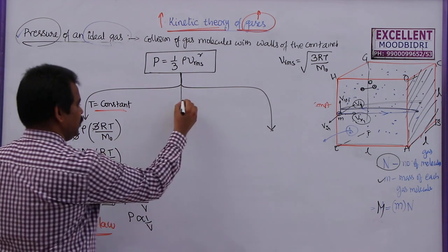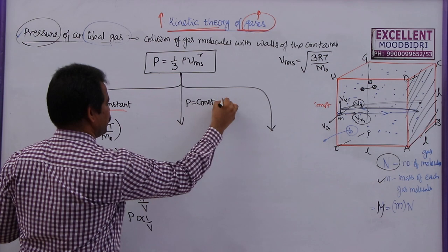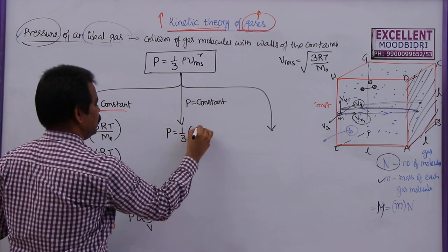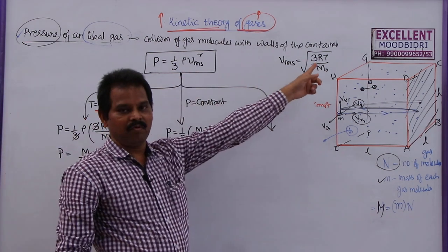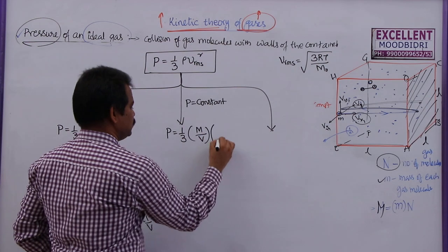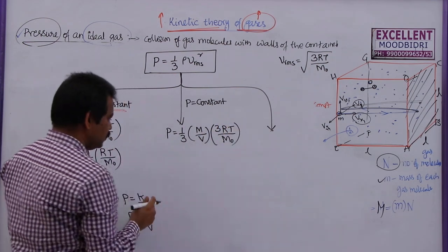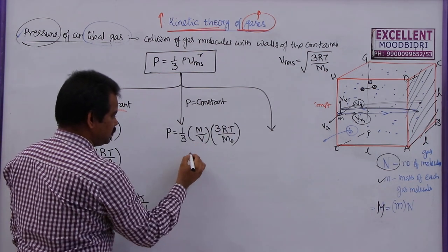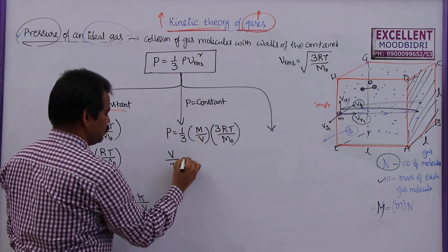The second one is if P is constant. At a constant pressure, let me write P is equal to 1/3 total mass by total volume into Vrms square, which will become 3RT by m naught. Now you bring the volume and temperature to this side: V will come here, and temperature will go down.